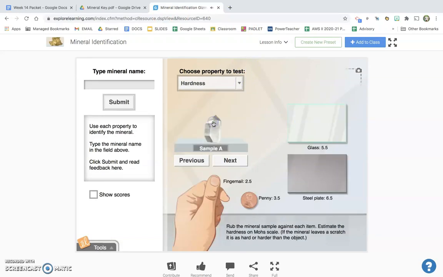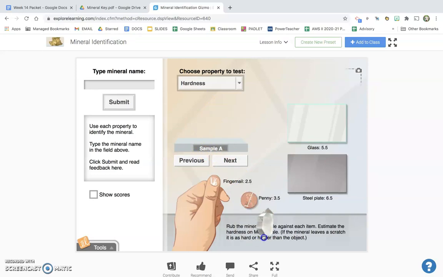Next, we're going to look at its hardness. The hardness of a mineral tells us essentially how easily it can break. Right? So if a mineral can scratch something, it means it's harder than the thing it scratches. If it doesn't scratch it, it means whatever you're trying to scratch is harder than your mineral. So we're going to take this sample, and we're going to scratch it on a fingernail, which we know has a hardness of 2.5. So we know that this has to have a hardness higher than 2.5.